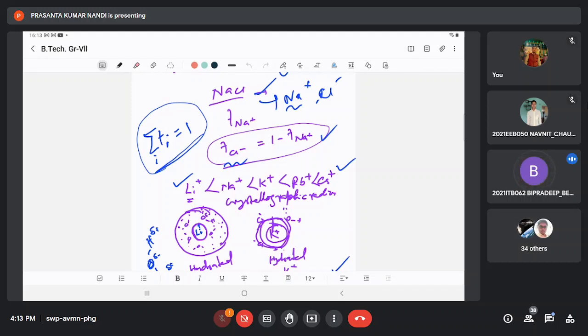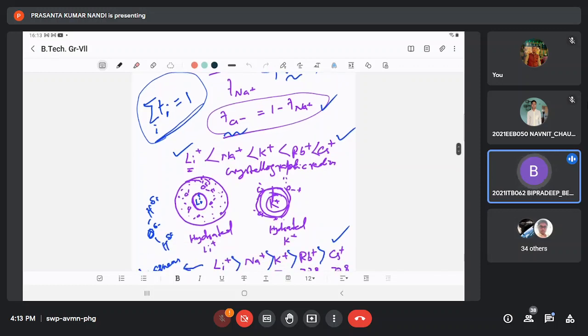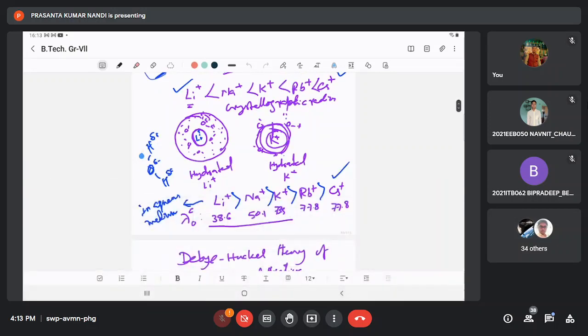Hello? Yes, sir. Which ion will have a greater contribution to electricity? Or which ion will move faster? Lithium plus or cesium plus? You see, lithium is smaller, so mobility should be more. Yes, actually, you see Li plus and compare with K plus, sodium, potassium plus.